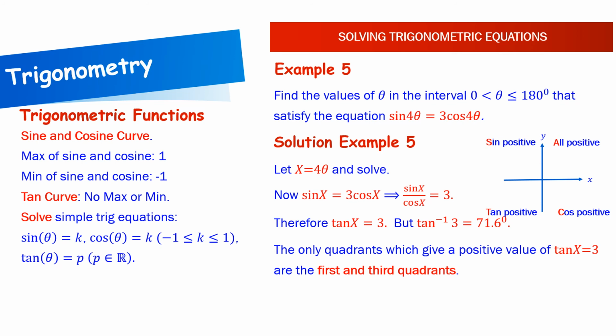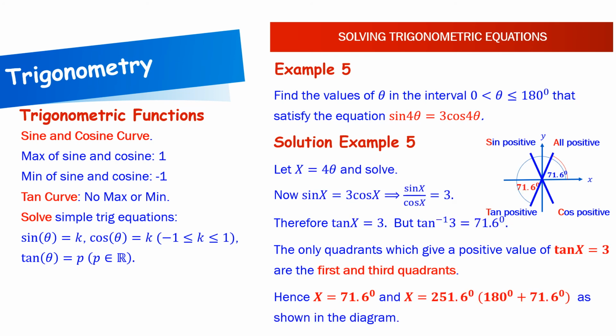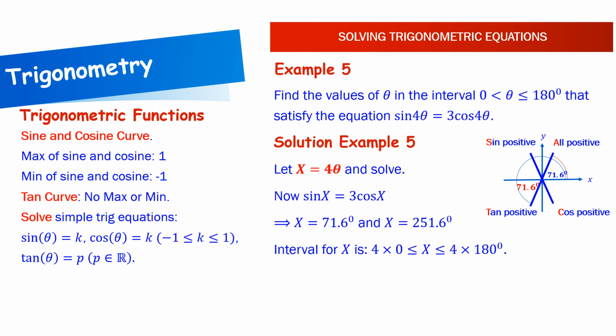And therefore, looking at our cast diagram, capital X equals 71.6 degrees, as shown, or it equals 180 plus 71.6 degrees. So we have two solutions so far for capital X. Let's double check that these lie in the correct interval for capital X.